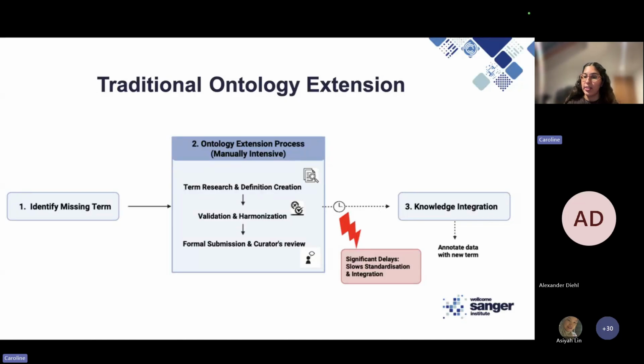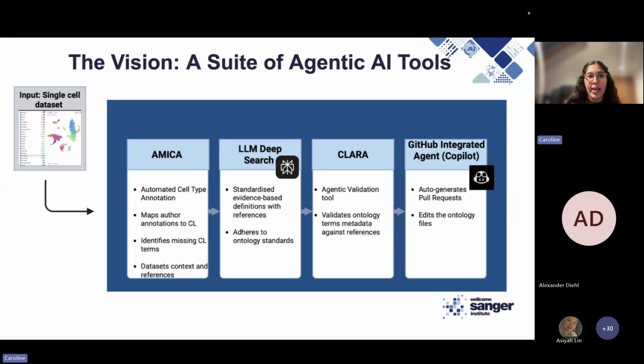of standardization and integration. And so our vision in the team and our long-term goal is using a suite of agentic AI tools to bridge this gap and improve cell ontology annotation and extension.